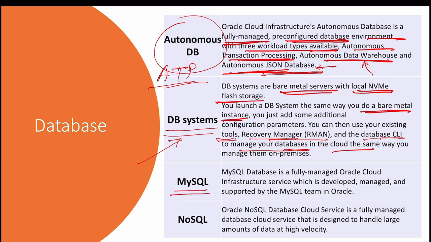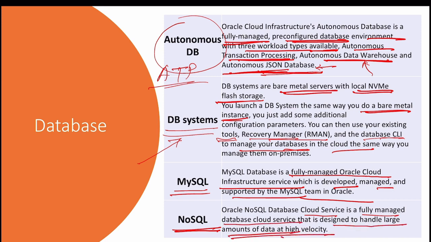Let's understand what MySQL is. MySQL database is a fully managed OCI service which is developed, managed and supported by the MySQL team in Oracle. If we talk about NoSQL, the NoSQL database is a fully managed database cloud service that is designed to handle large amounts of data at high velocity. So we just need to understand these features. You mostly get questions from autonomous DB, so go through that one a little bit more.